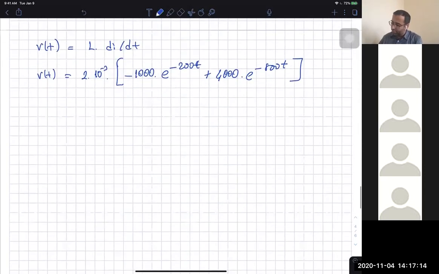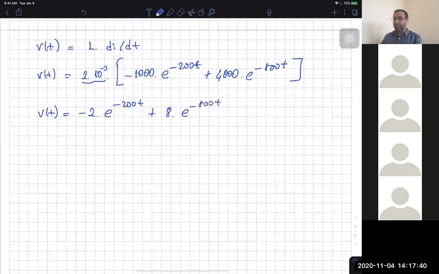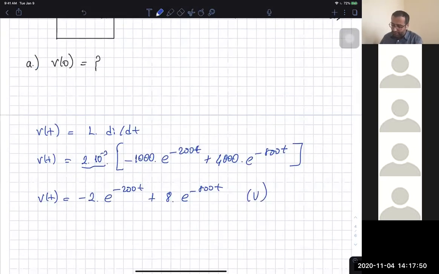Yes. Okay. Now v of t, I can just multiply everything with this coefficient here. It's easier than I planned. So that will be minus 2 times e to the minus 200t plus 8 times e to the minus 800t, right? That is in units of volts now. So now I have the equation for the voltage, and what I need is only the result of this at t is equal to 0.